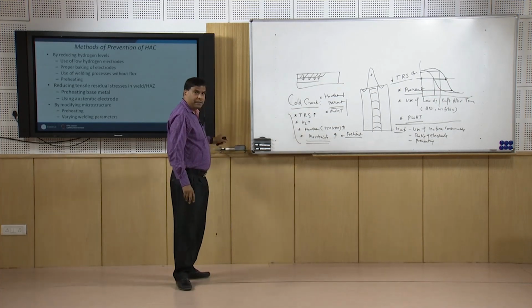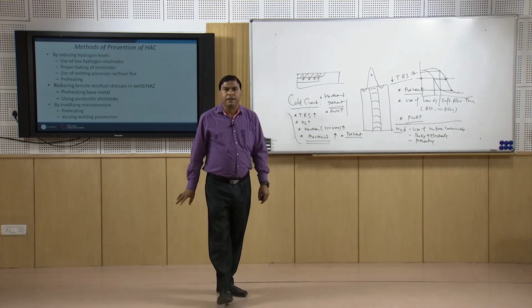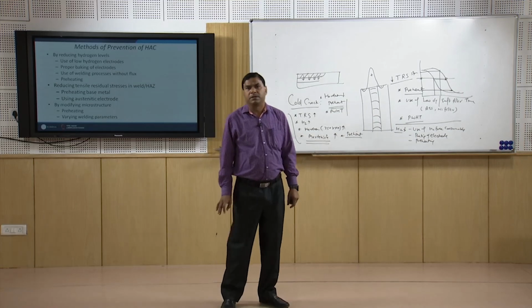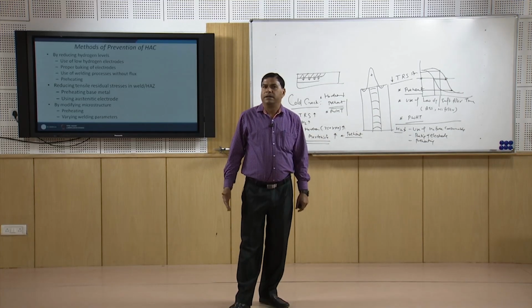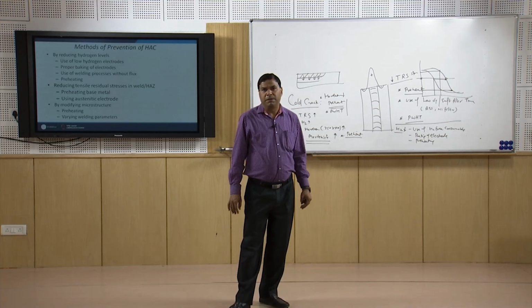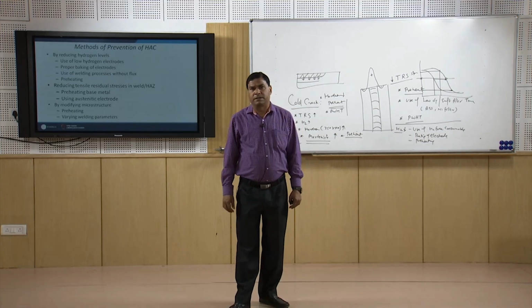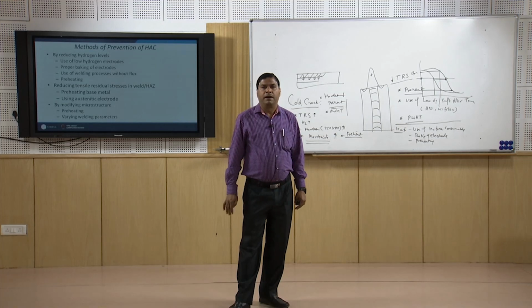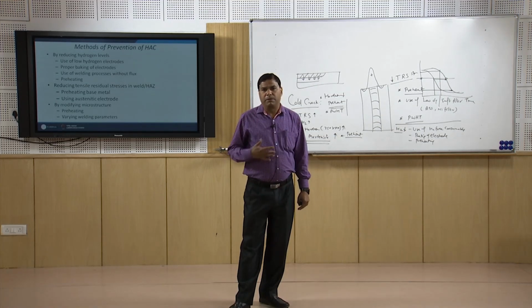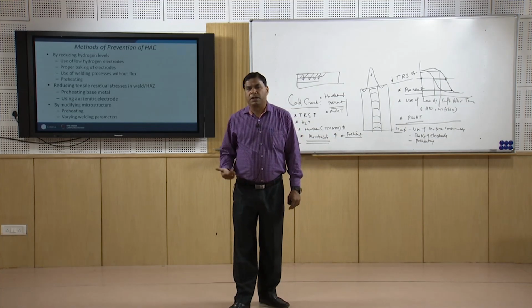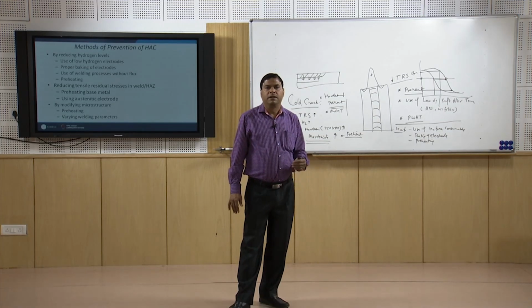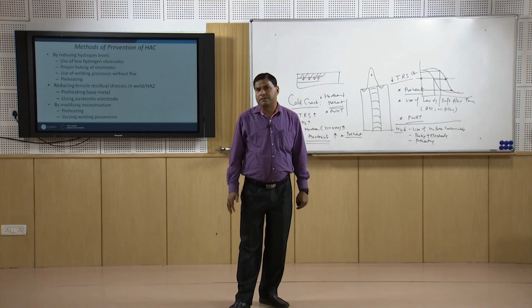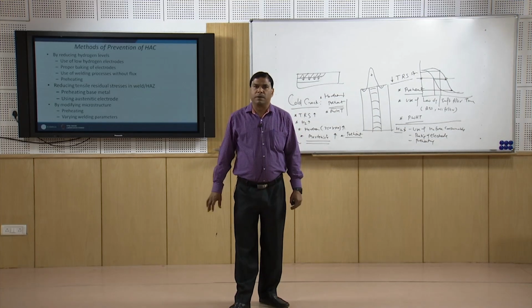So now I'll summarize this presentation. In this presentation I have talked about the two types of cracks which are observed in the heat affected zone. One was lamellar tearing and another was heat affected cold cracking, and I have also talked about the different methods which can be used for reducing the lamellar tearing tendency as well as reducing the cold cracking tendency.